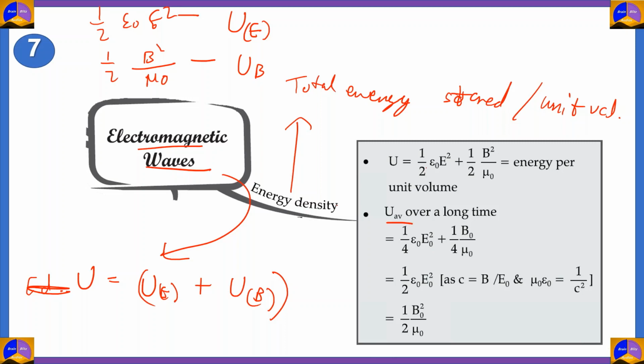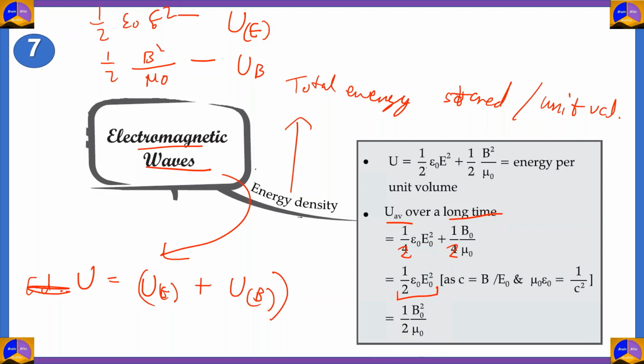Now, to find the average energy density over a long period of time, we use the same formula. But the catch is that since the time period is given as a long time, the average energy density can be reduced to its individual components. So U average is equal to half epsilon naught E naught square, and it is also equal to half B naught square divided by mu naught.